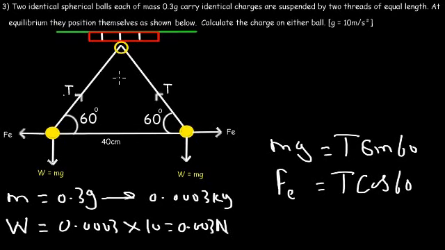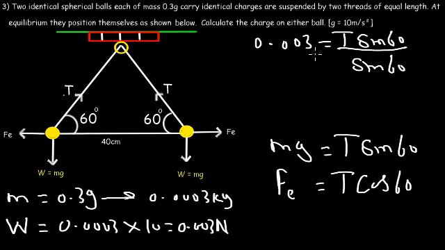So right now, what I'm gonna do is just to substitute. So the weight force is 0.003, and that is equal to the tension force multiplied by the sine of 60. So what I'm gonna do right now is to divide both sides by sine 60. Then I have the tension force to be equal to 0.003 divided by sine 60. That's 0.0034.